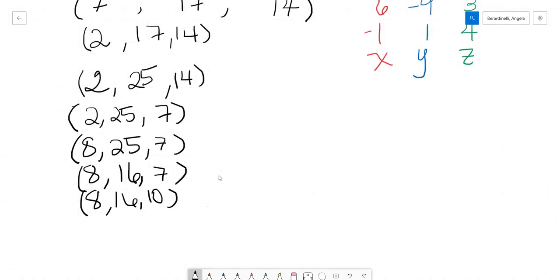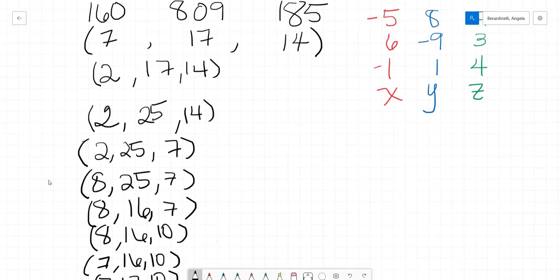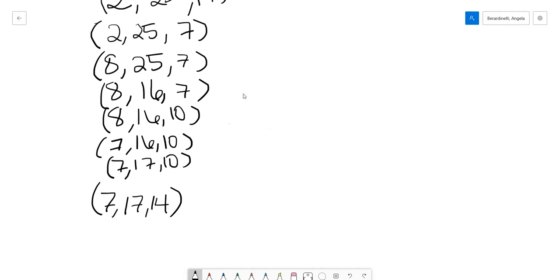Then finally we're ready for our last 3 moves, which will be negative 1 on the x-axis. So subtract 1 from 8. Positive 1 on the y-axis, so add 1 to y. And positive 4 on the z-axis, so add 4 to z. And if we did everything right, we should end up back where we started. 7, 17, 14, 7, 17, 14.